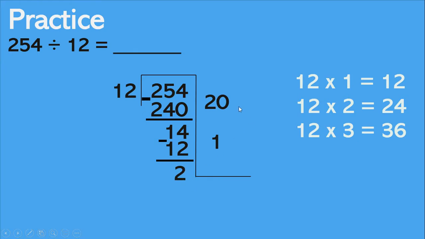I can stop dividing and I can now add 20 plus 1. 20 plus 1 is 21, and then our remainder is 2, which is what we have left over here. 254 divided by 12 is 21, remainder 2.